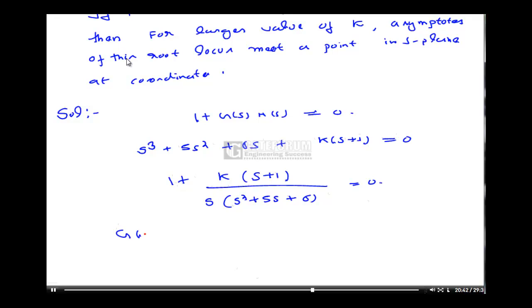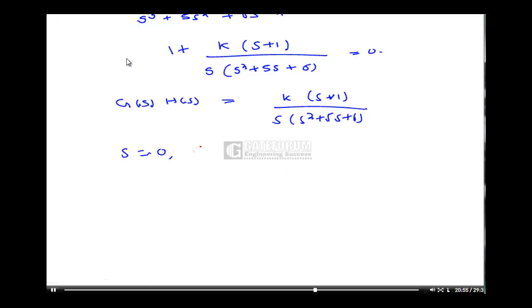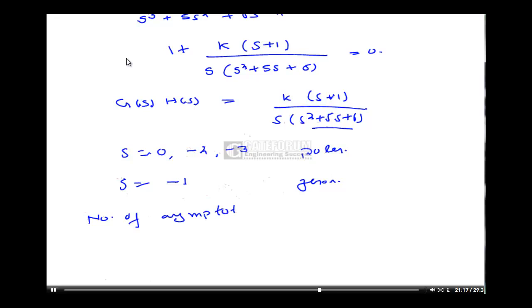So now my G(s)H(s) equal to k times of (s plus 1) upon s into (s square plus 5s plus 6). So the poles of this: s equal to 0, and factorizing this, I will get minus 2 and minus 3. The zero of this is minus 1. So number of poles is 3, number of zeros is 1, number of asymptotes equal to 3 minus 1 equal to 2.